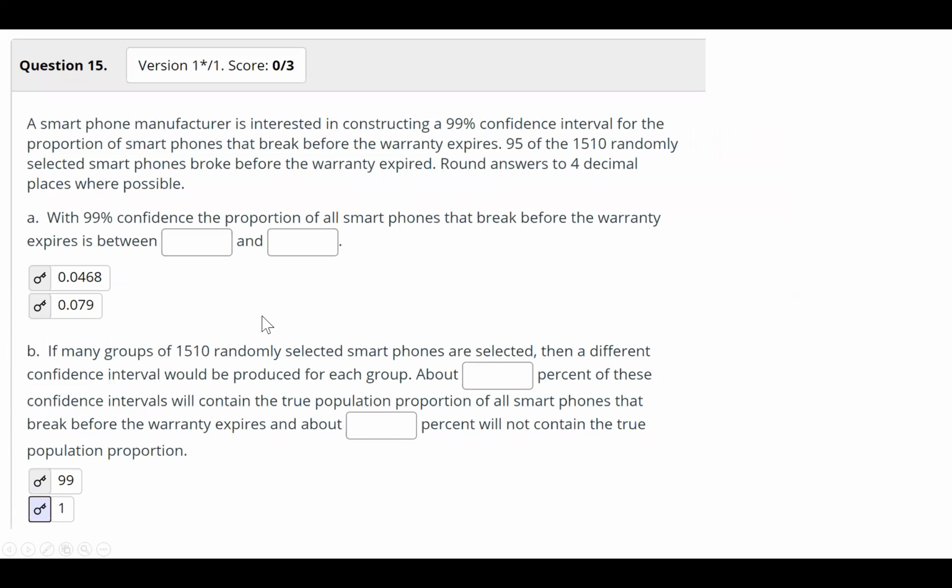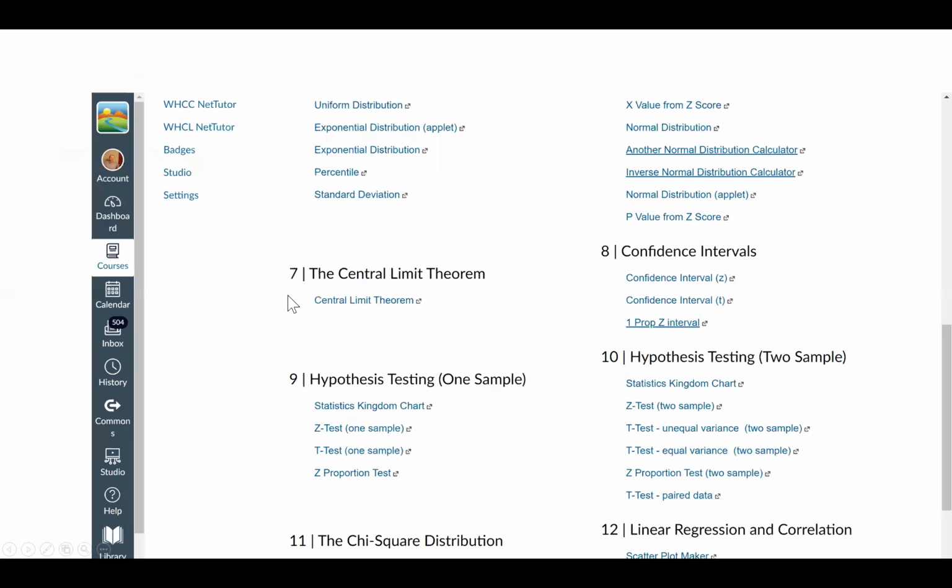So here it is. Smartphone manufacturers are interested in constructing a 99% confidence interval for the proportion of smartphones that break before the warranty expires. Very similar. This is very interesting because warranties just keep on popping up all the time, and they're calculating this right here. So 95 out of the 1,510 randomly selected smartphones broke. Round to 4 decimal places. So with 99% confidence, find the proportion of smartphones that will break before the warranty expires, between what and what. So the answers are right here, but how do we find them? Let's go with it here.